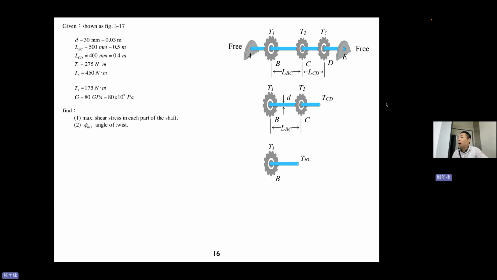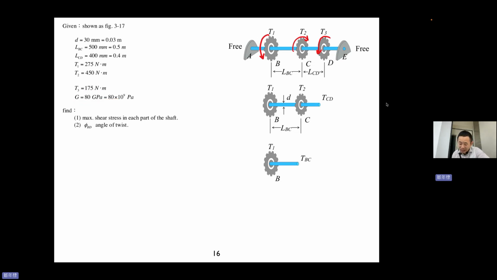So this is a problem where on the left hand side and right hand side, points A and E are free ends. T1 has a gear, T2 has another gear, T3 another gear. We are talking about an equilibrium state, right? So T1, T2, T3 are mutually well balanced. The blue bar material has D equal to 30 millimeter, LBC 500, LCD 400, T1 275, T2 450, T3 175, G equal to 80 GPa.